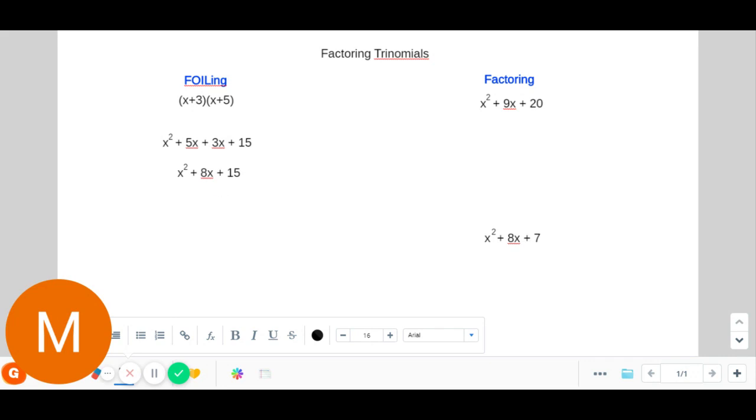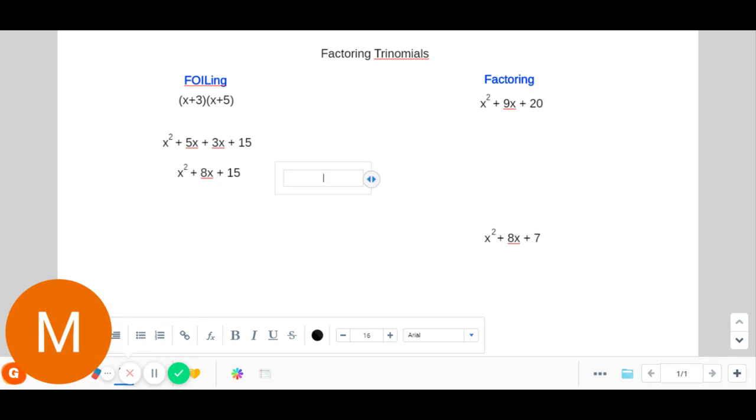Now, let's say I asked the problem the other way around. Let's say I started out with something like this, x squared plus 8x plus 15, and I wanted to work backwards to figure out how could I write it like this. How could I write it with these two sets of parentheses, x plus this, x plus that? If I only gave you this, how could I figure out how to get back to the two sets of parentheses? So before we show an example, just first look at a couple things.